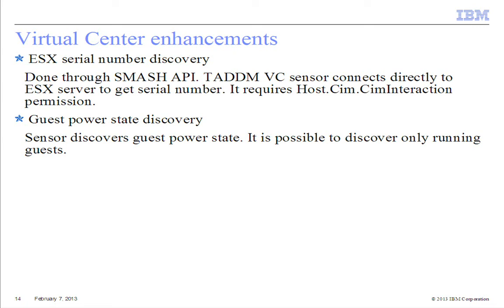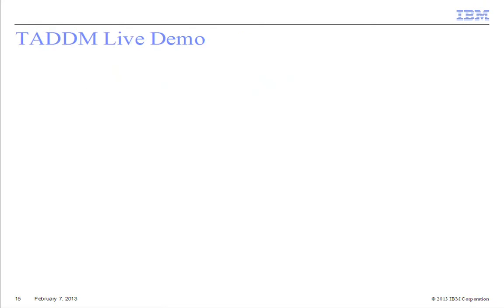Second feature is configuration enhancement. Now we can decide if the sensor should discover only running guests. Guests that are in power down state can be ignored during discovery. Power state itself is discovered and stored in the database.